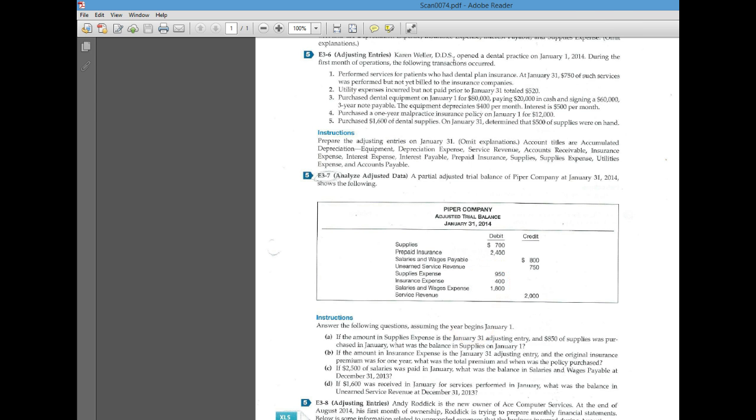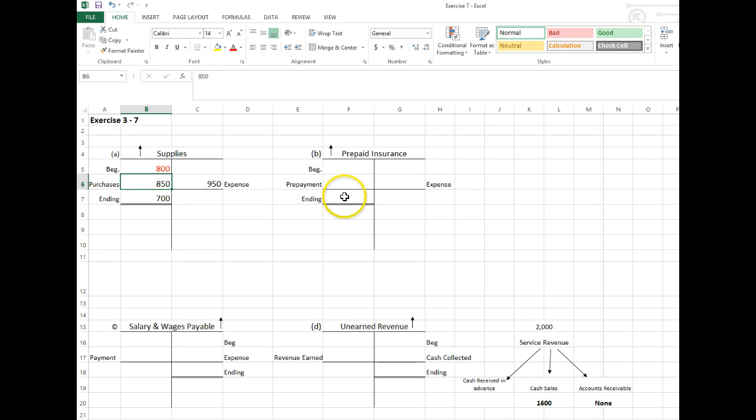So let's go back and look at our T account. So let's put that in here. We know 2,400 was the ending, and we know the monthly expense is 400. Well, just kind of look at those numbers. If we're ending up with 2,400 and the monthly rate is 400, how many months is that? Well, 2,400 divided by 400 gives us, excuse me, not 600.